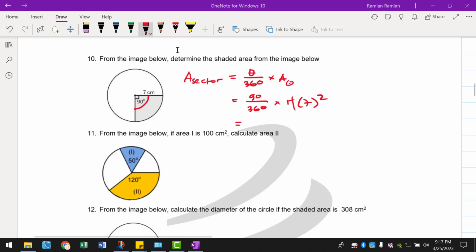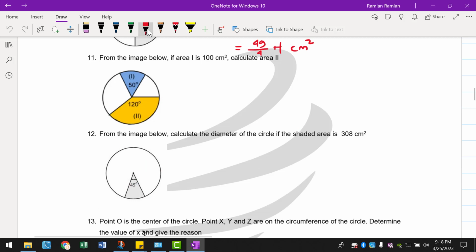That'll be just 49 over 4 pi centimeter squared. Okay, question 11, actually the same thing. From the image below, area 1 is 100 centimeter square. Calculate area 2. So we can actually use again the ratio concept.